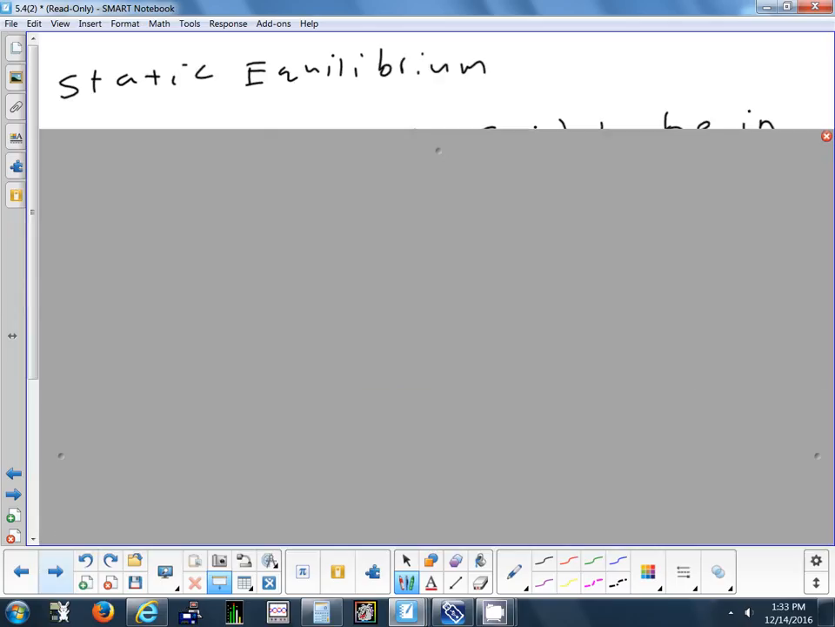So, last thing we're going to look at is what's called static equilibrium. Has anyone done static equilibrium before? Maybe. I don't know exactly what you teach. We did equilibrium plenty of times, so I'm sure. So what does static mean? Static means that your object is staying still.